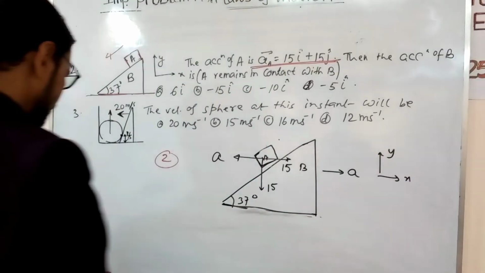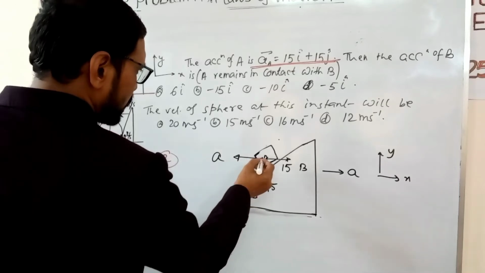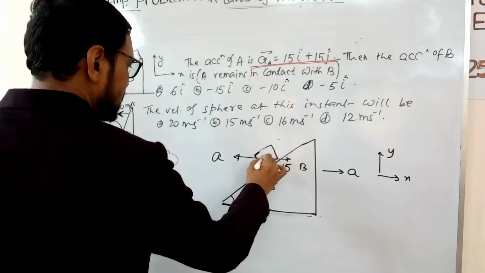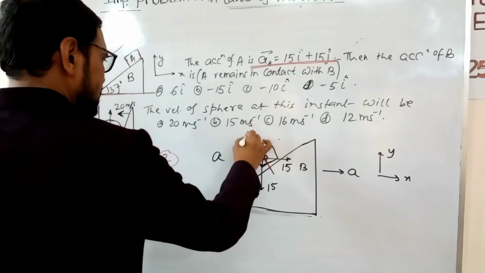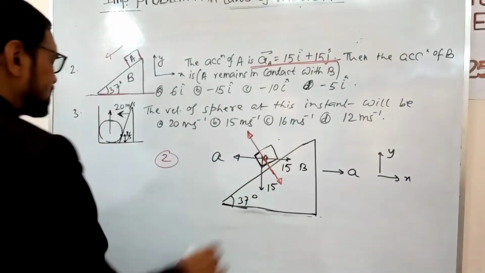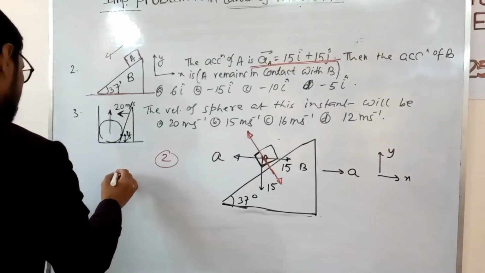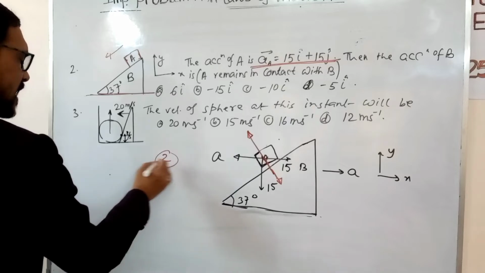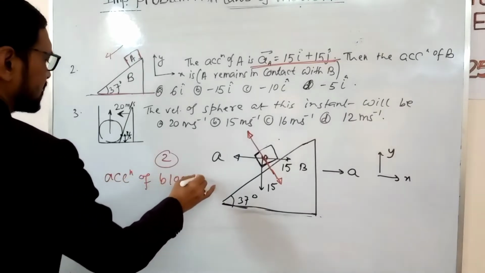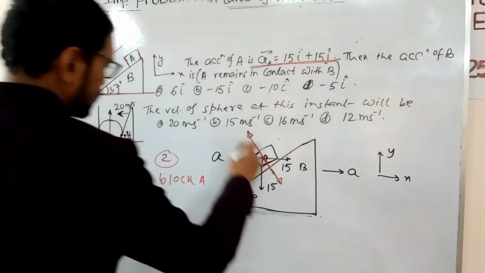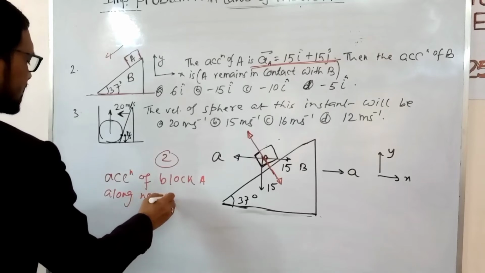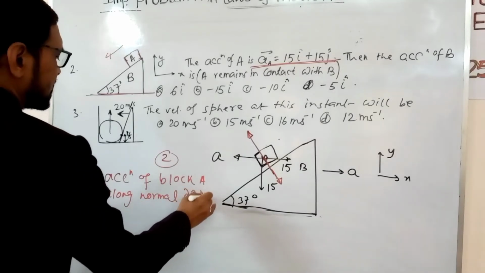So what is the problem here? What is the important point? The important point is the normal direction, that is in this direction. In this direction, the net acceleration of block A is 0. This is the important point: the acceleration of block A along the normal direction is 0.